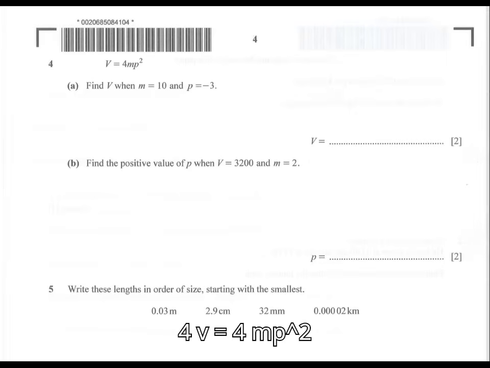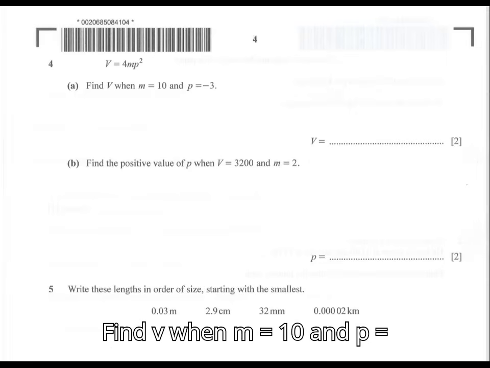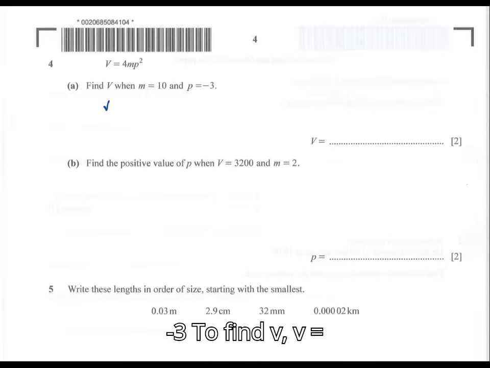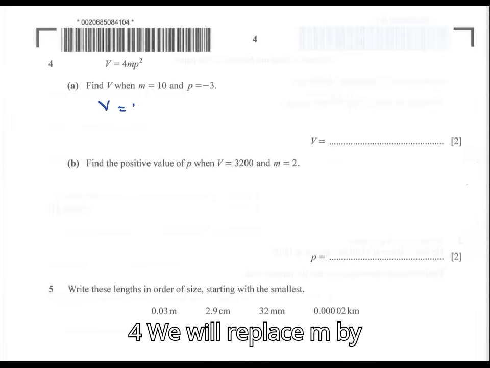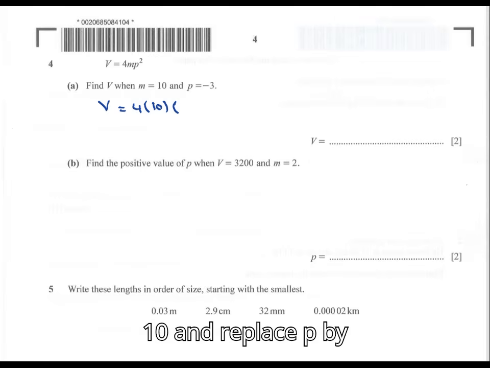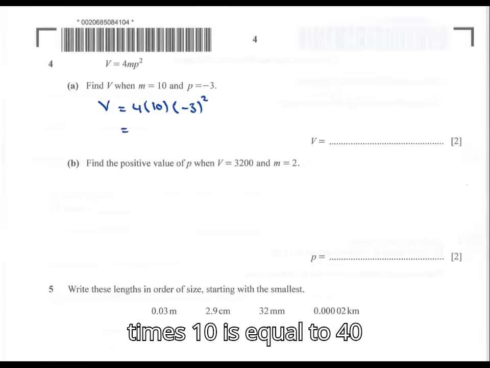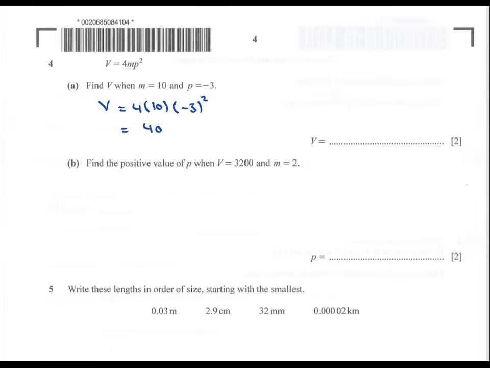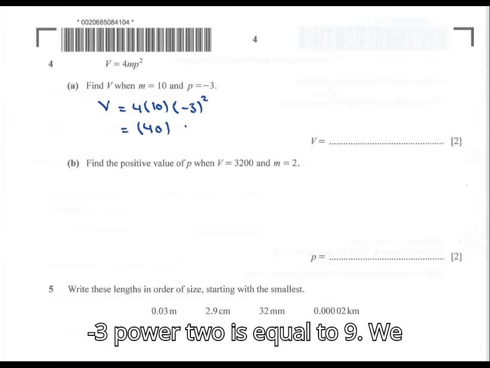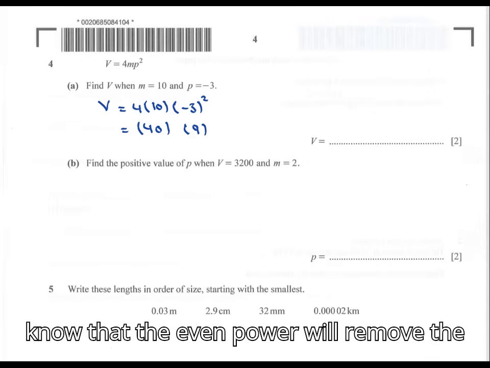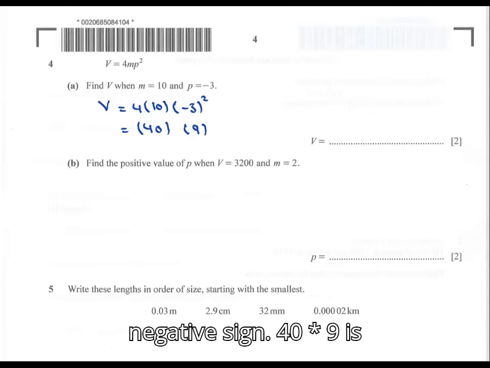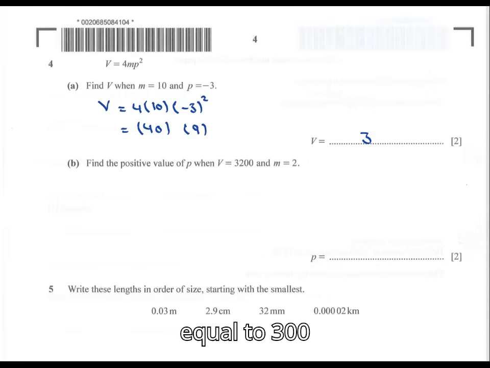Question 4. V equals 4mp squared. Find V when m equals 10 and p equals negative 3. To find V, we will replace m by 10 and replace p by negative 3, to the power 2. Beware of the brackets. 4 times 10 is equal to 40. Negative 3 to the power 2 is equal to 9. We know that the even power will remove the negative sign. 40 times 9 is equal to 360.